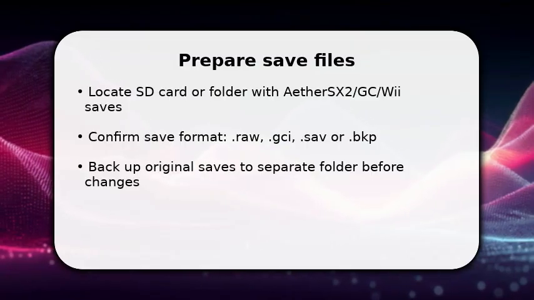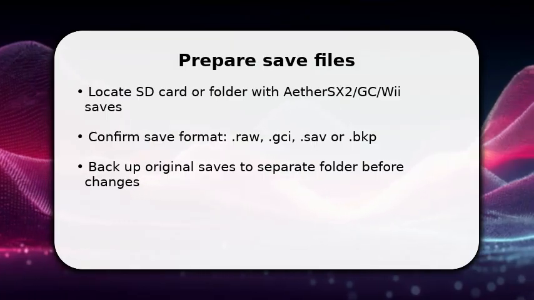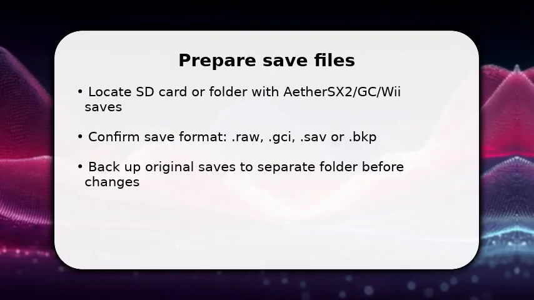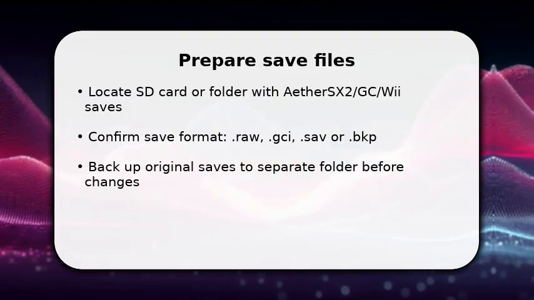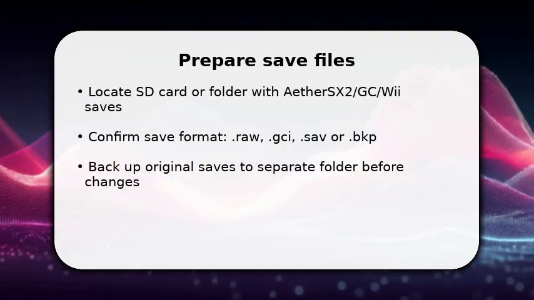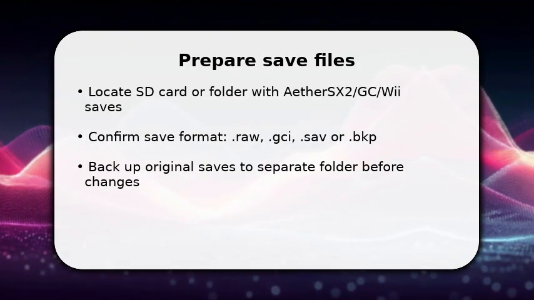You start by gathering the save files you want to use. Find them on your phone, SD card, or cloud. Once done, verify the format matches what Aethersx2 expects. Common types are RAW, GCI, SAV. Make sure to copy any originals to a backup folder so you can revert if something breaks.